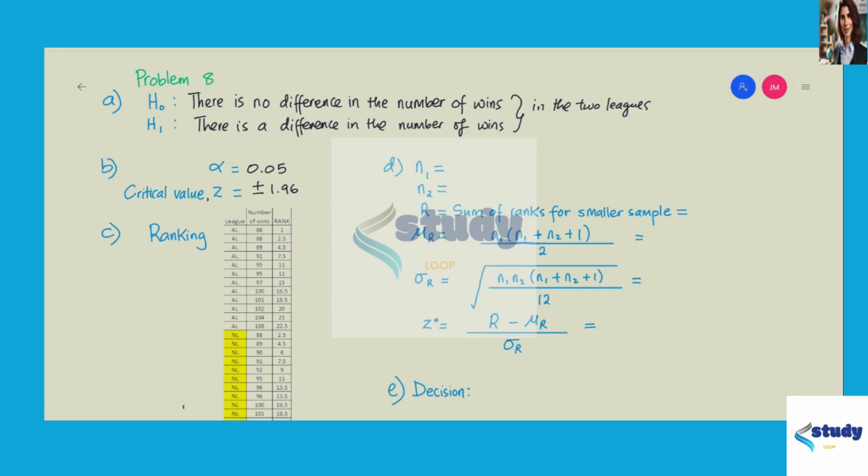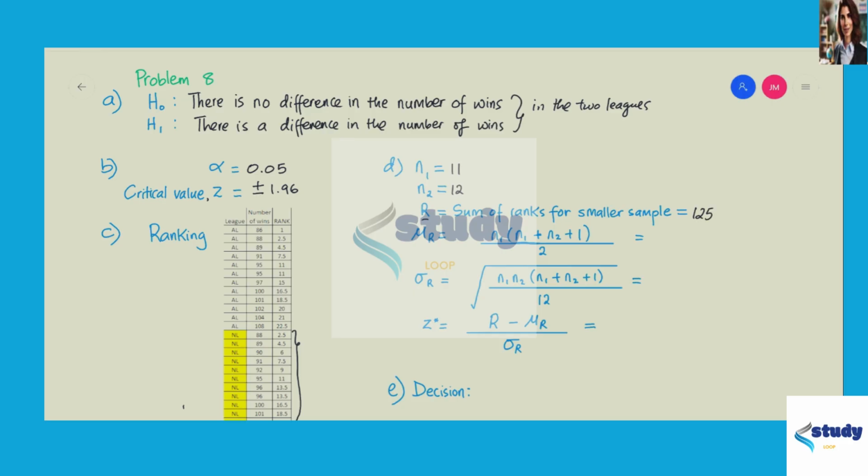So after getting the ranking, we need to find out the sample size for the smaller sample. And in this case, the smaller sample is for the National League, and we have 11 samples. And then for the American League, we have 12. So we're going to get R, we're going to sum the ranks for the National League. So it's going to be 2.5 summed all the way up to 22.5. And the sum is 125.